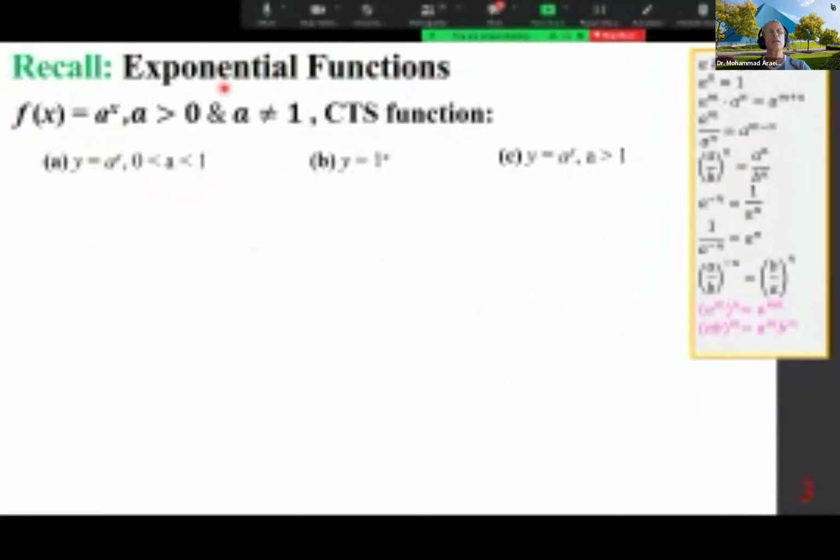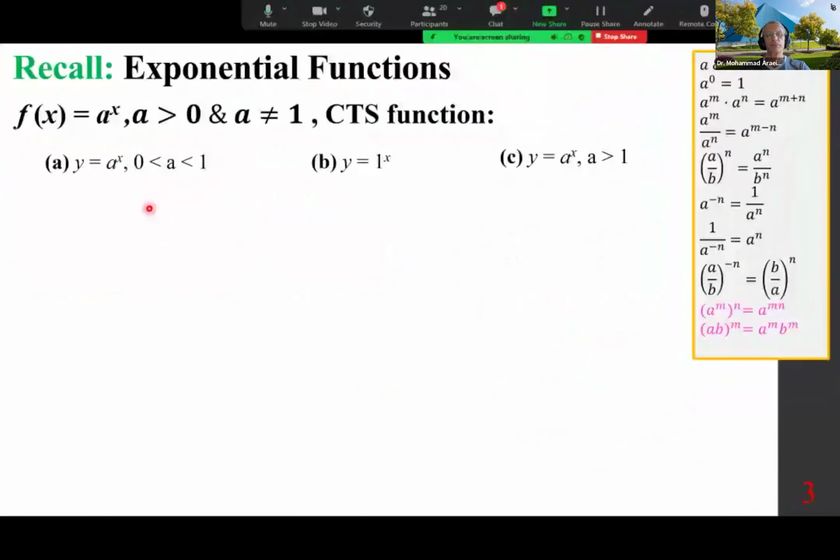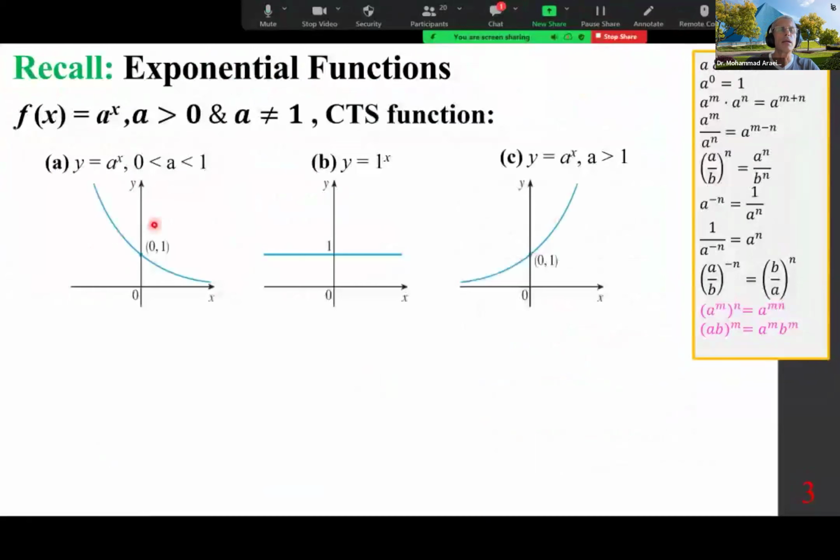Recall when we looked at exponential functions, a can't be 1 and a must be larger than 0. What happens when a is equal to 1? When a is equal to 1, we get a horizontal line. When a equals 1, we do not have an exponential function. So f of x is a to the power of x, a is positive and a is not 1.